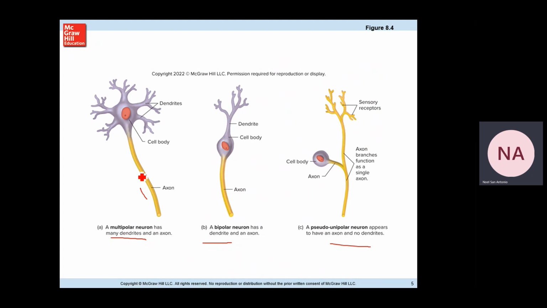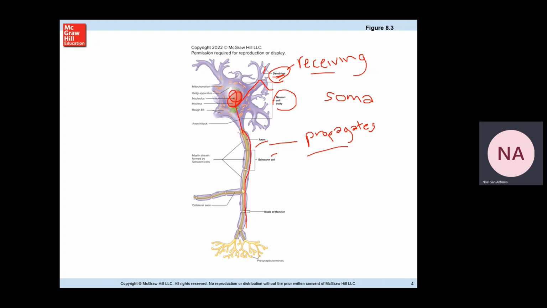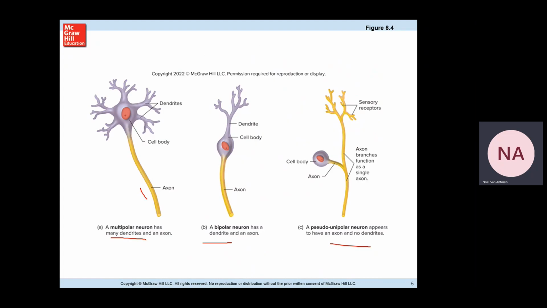Hence, it is called multipolar because it has many projections arising from the cell body. And as you can see, the example of the neuron that we used when we were discussing the basic parts is actually a multipolar neuron, because it has many dendrites and one axon. So that is the multipolar neuron. And most of the motor neurons that we find in our central nervous system are actually multipolar neurons.